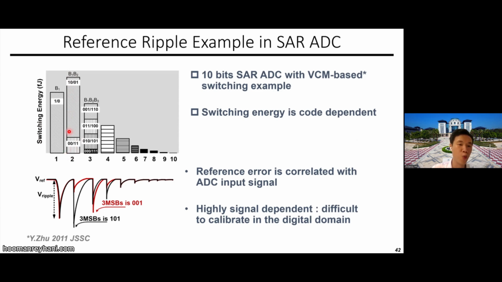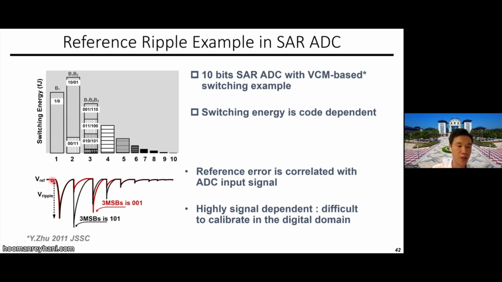If you want to understand why this will draw more energy, I would suggest you look at our paper. We have a very rigorous analysis on that, but due to the time limit, I'm not going to go through that in detail. But you can get the idea that the energy consumed by the DAC is code dependent. So if you have a constant reference output impedance, you will have a different kind of ripple. That is the voltage drop in the initial condition of the SAR conversion.